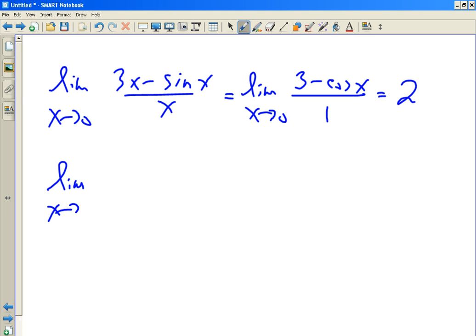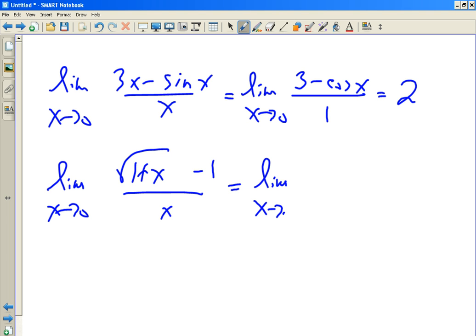Limit as x approaches 0, try another one, of the square root of 1 plus x, minus 1, not in the radical, over x. Is that 0 over 0? It is. If you plug in 0 here, you get the square root of 1 is 1, minus 1 is 0 over 0. Fine. So the limit as x approaches 0 of what? How do you take the derivative of this? This is u to the 1/2, right? So what do you get?